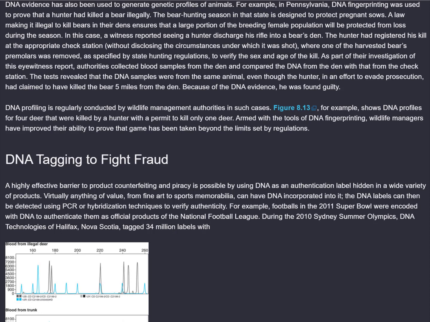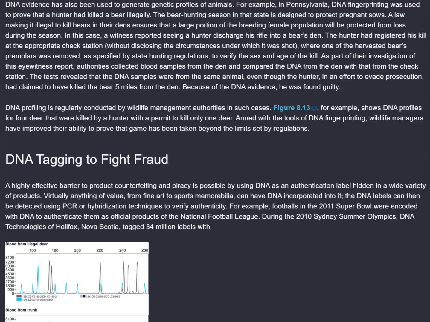In this case, a witness reported seeing a hunter discharge his rifle into a bear's den. The hunter had registered his kill at the appropriate check station, without disclosing the circumstances under which it was shot, where one of the harvested bear's premolars was removed, as specified by state hunting regulations, to verify the sex and age of the kill. As part of their investigation of this eyewitness report, authorities collected blood samples from the den and compared the DNA from the den with that from the check station.